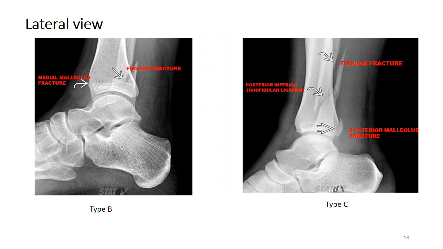So this is the lateral view of X-ray for the ankle. The first picture showing the type B Weber classification. We can see the clearer image for the fibular fractures and also medial malleolus fractures. The second picture showing type C Weber classification is presence of fibular fractures, posterior inferior tibiofibular ligament disruption, and also posterior malleolus fracture.